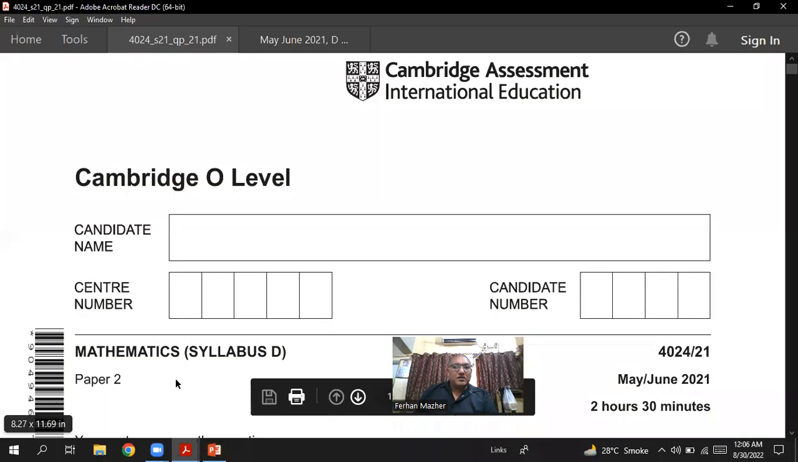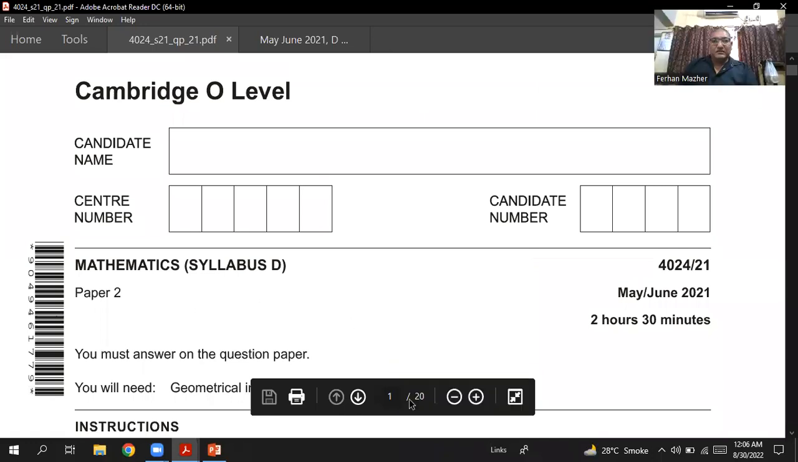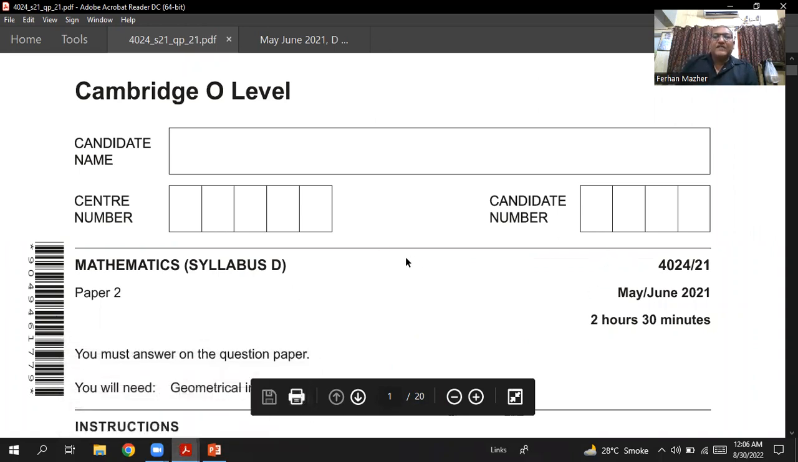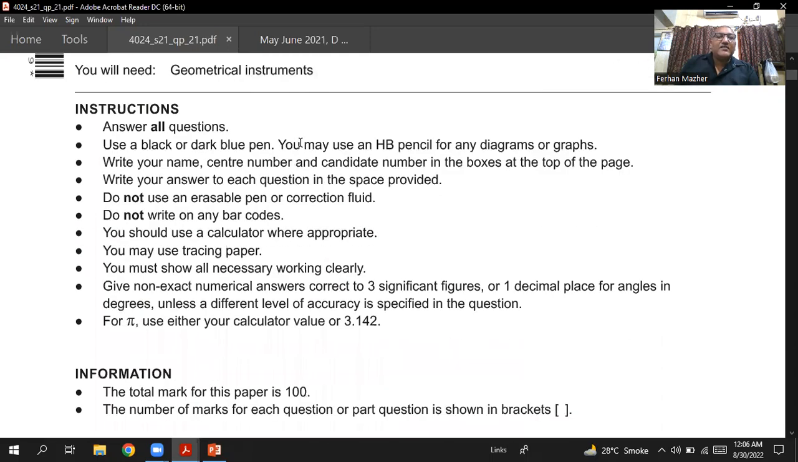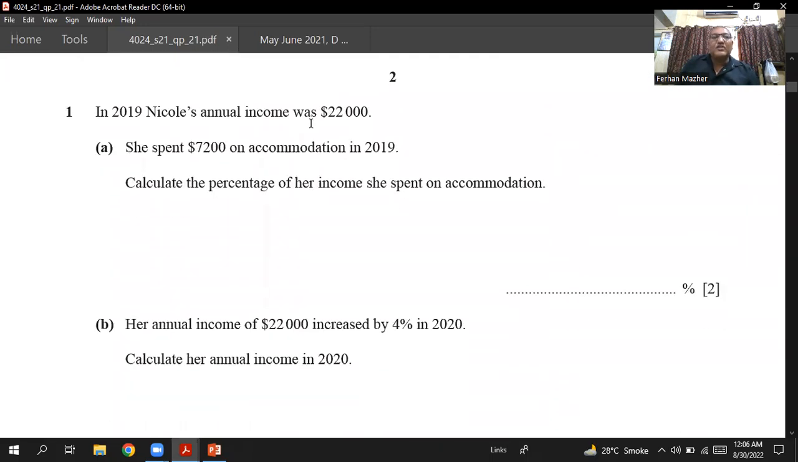Okay, so the paper coming up on your screen is Cambridge O Levels Mathematics Syllabus D, 4024/21 May June 2021 paper. The time allowed is 2 hours 30 minutes, and we have to attempt all the questions because we are practicing, so we will attempt all the questions.